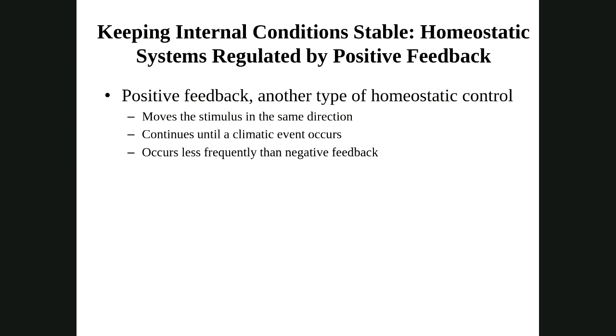So the goal here is to go to no bleeding. So clotting is a good example of a positive feedback loop, how it builds on itself and gets faster and faster to try to clot that blood as quickly as possible.